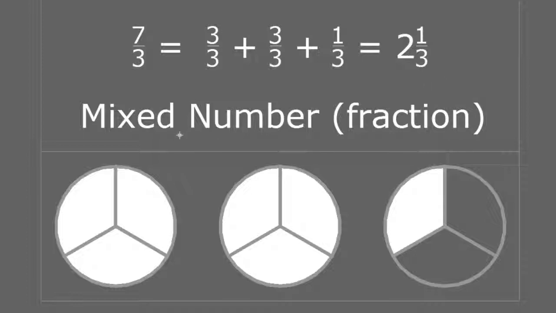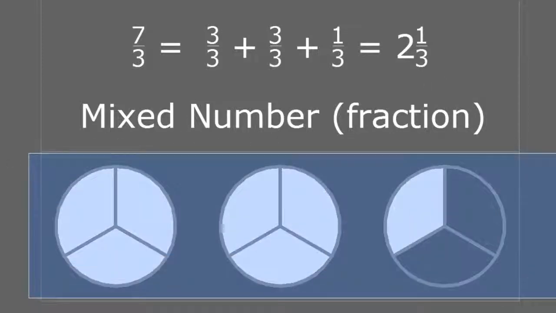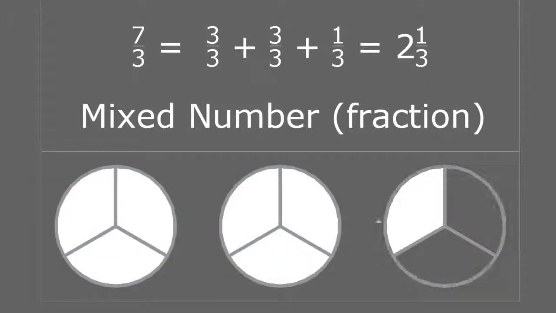And if you want to see that with figures, well, here it is. I have 2 complete pizzas and 1 slice out of a possible 3 of a third pizza. 7/3 equals 2 and 1/3.